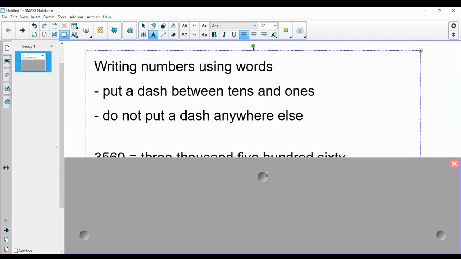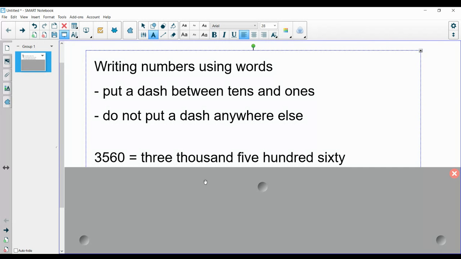Here's an example. The number 3,560 can be written as three thousand five hundred sixty. There are no dashes in between this number because there are no tens and ones beside each other. 60 is the tens, 500 is in the hundreds place value, 3,000 is in the thousands place value, but you don't have anything between tens and ones. So there are no dashes.